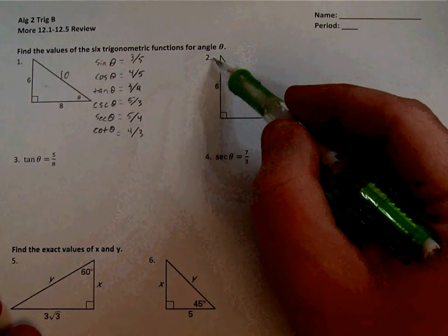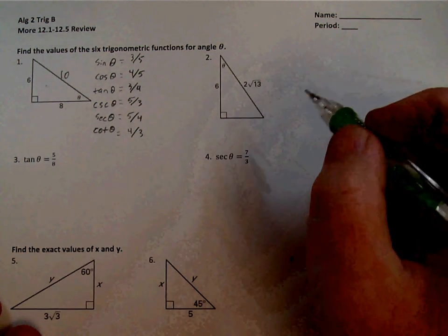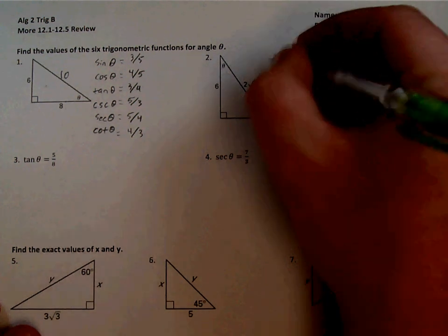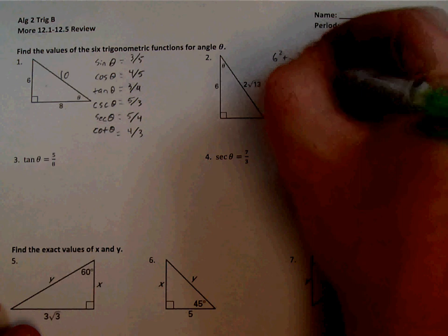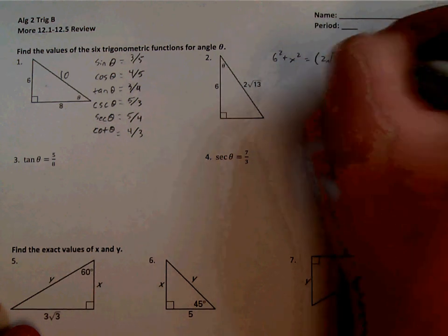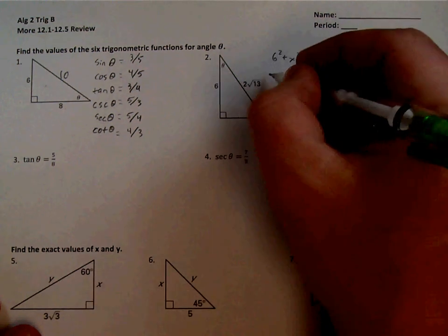Okay, number 2, we've got to do the Pythagorean theorem. This is not a special right triangle, or sorry, it is not a Pythagorean triple. So I've got 6 squared plus x squared equals 2 square root of 13 squared. Most of the questions came on squaring 2 square root of 13.